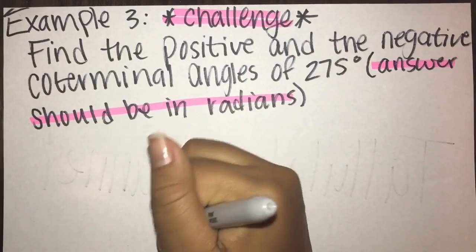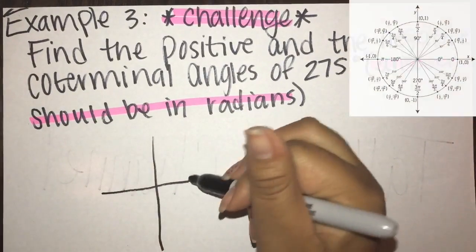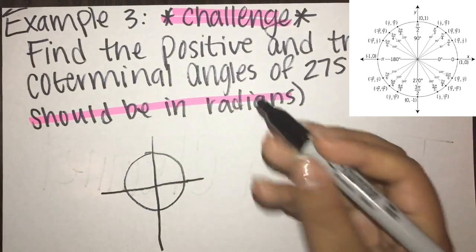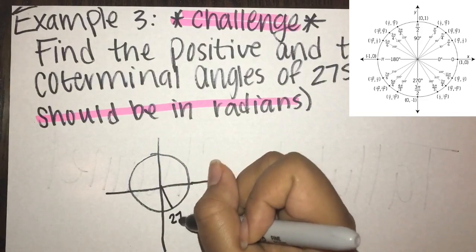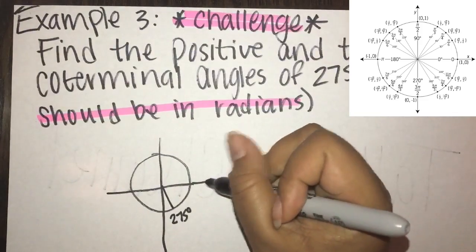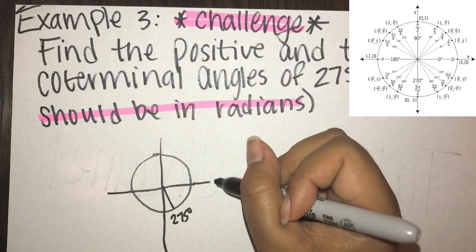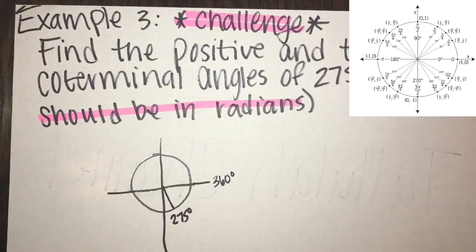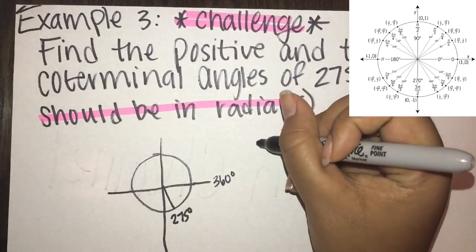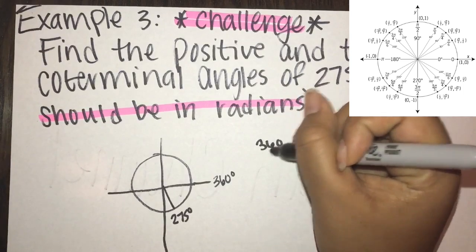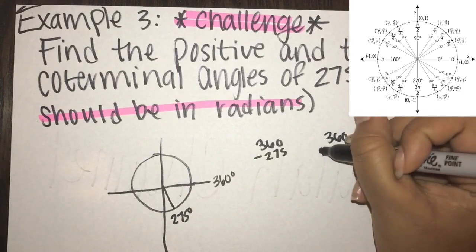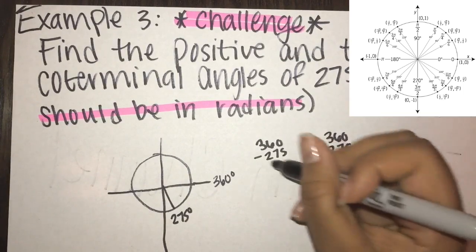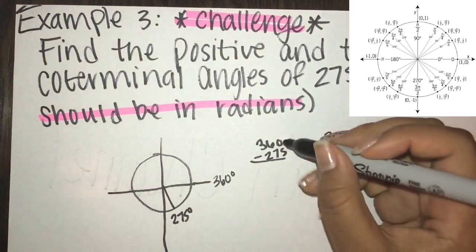So let us draw our quick sketch of the unit circle, and it wants 275 degrees, and this will be approximately here, so 275 degrees. And we know that one lap around the unit circle would be 360 degrees. So since they want positive and negative, that means we would simply just do 360 minus 275 as well as 360 plus 275. Okay, so let us start with minus first.